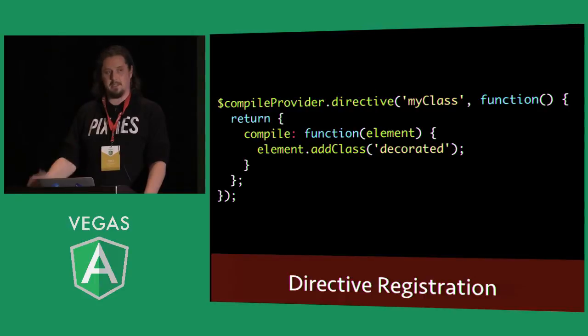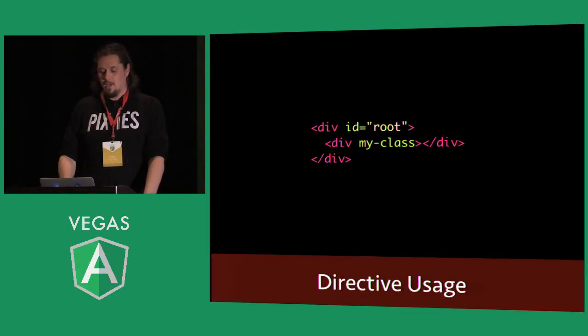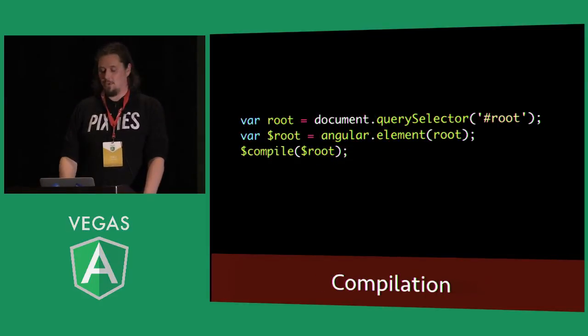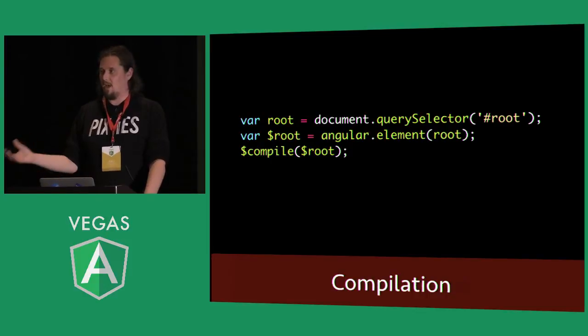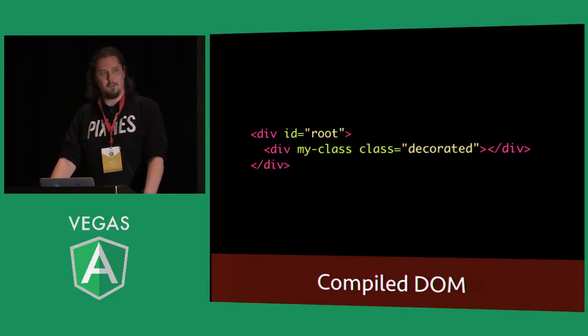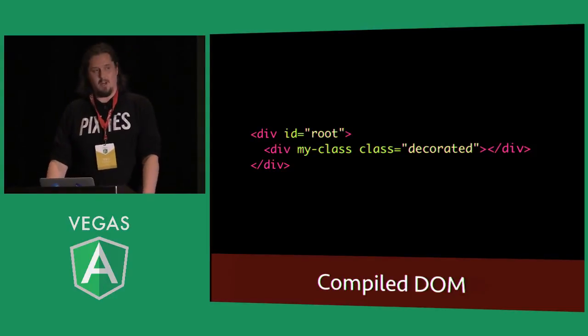This example just adds a CSS class to an element, but it could really do anything to decorate the element or extend it or add behavior to it. Then you have some DOM on your page, which you want to apply those directives to. And what you do is you grab that element from the page, you wrap it inside this Angular element, and you give it to the compile service. And it will then apply those directives that you registered to that piece of DOM. And what you end up with is this mutated version of the DOM, which is the result of those directives having done whatever they do.